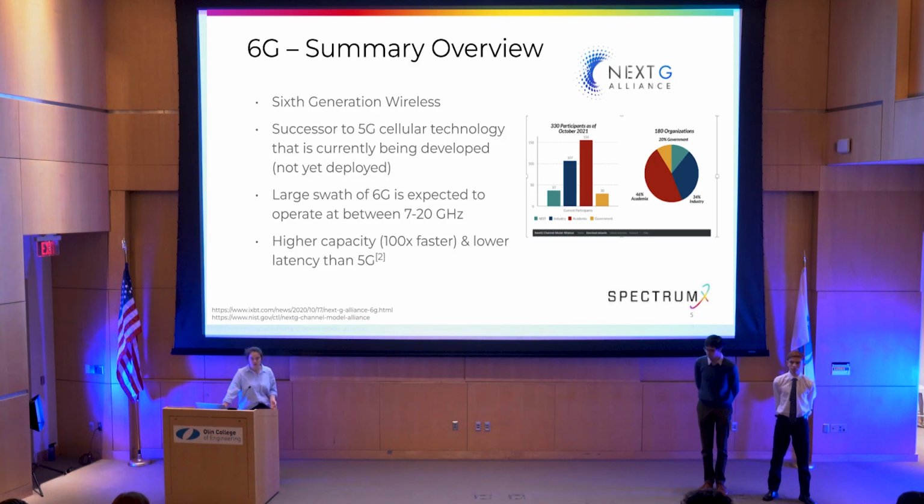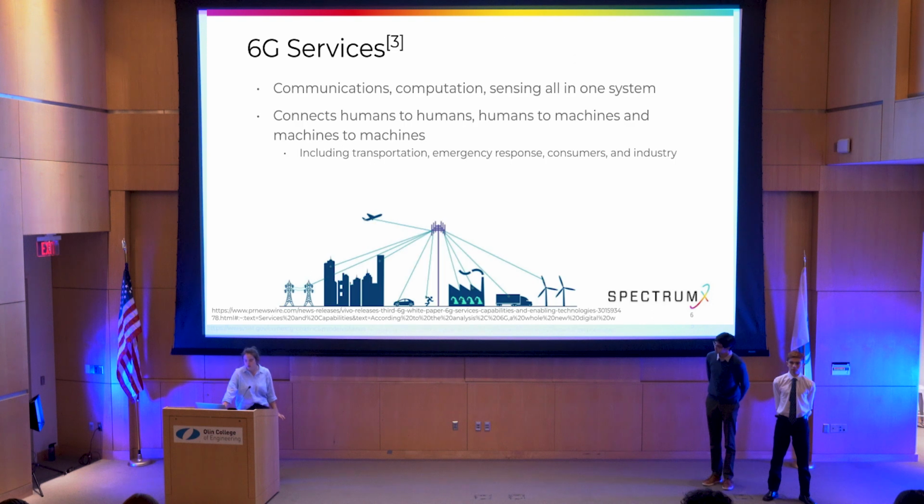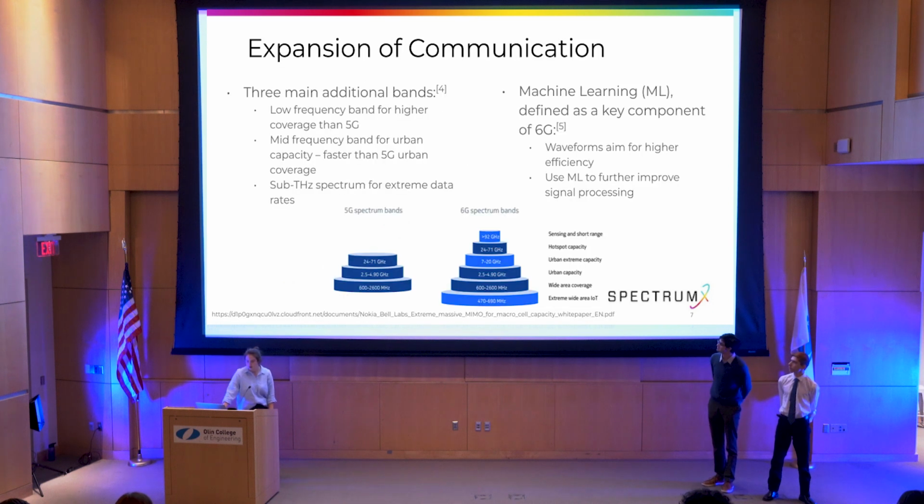So 6G is the sixth generation wireless technology. It's the successor to 5G technology, which other groups have talked about. A large part of 6G is expected to operate between 7 and 20 gigahertz, and it's expected to have higher capacity and lower latency than 5G. 6G is going to be used for communication, computation, and sensing all in one system. This includes transportation, emergency response, and also consumer products and industry.